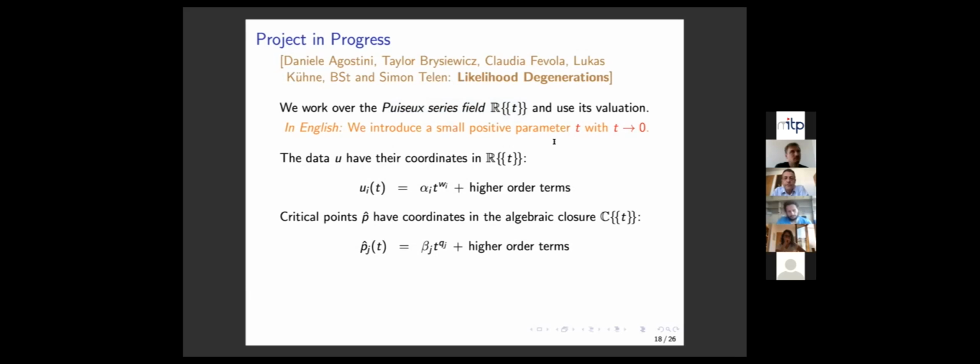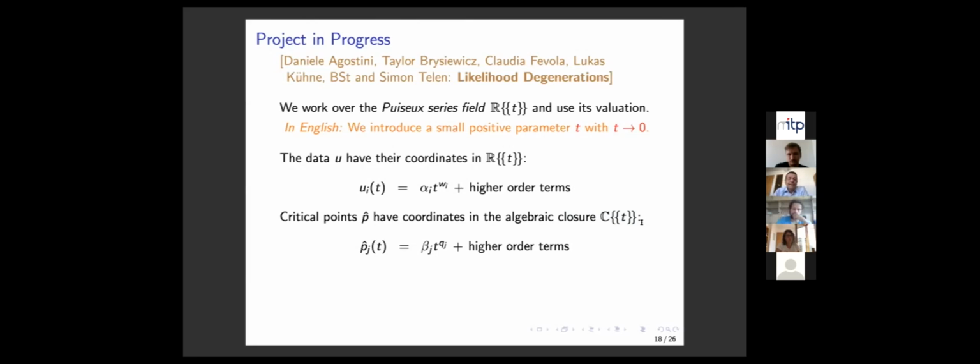So in English, we introduce a small positive parameter. This is a real closed field. So it's an ordered field that has index 2 in its algebraic closure. The algebraic closure is the complex Puiseux series, so Puiseux series with complex coefficients, and that's a standard algebraically closed field used in tropical geometry.